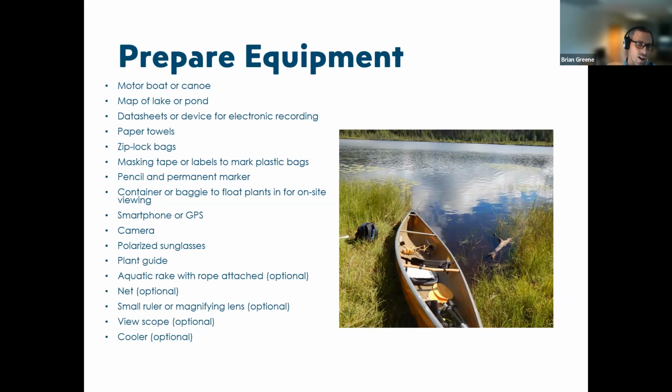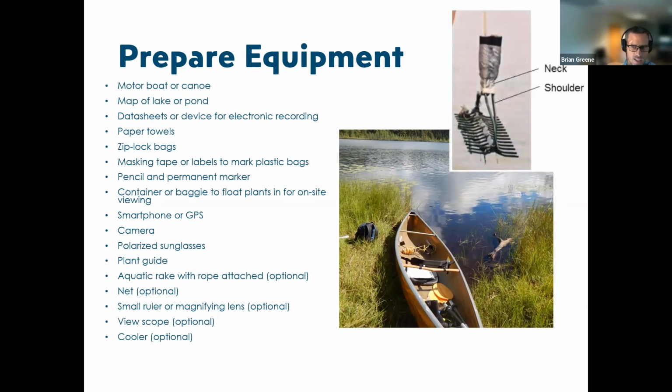Polarized glasses really help. They can cut the glare and you're able to see under the water better. And then some other things like maybe a plant guide or an aquatic rake where you can grab a sample, sometimes a net. Those are useful items to bring with you. And here's an example of our aquatic rake. These are just garden rakes that are tied together, and it's a way to collect a plant sample.